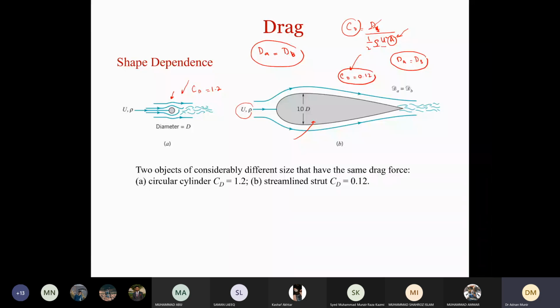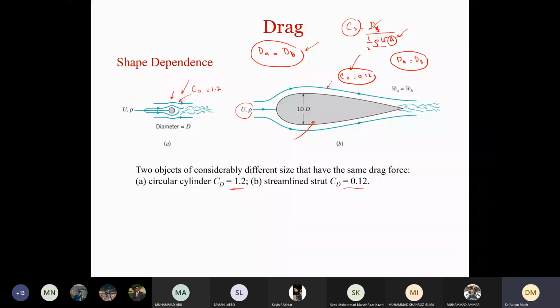So we can make dA equal to dB by adjusting the area in such a way that the drag force becomes the same. So in this case, you can see that the drag force is the same for both of them. What we have done is, because in the circular cylinder CD is 1.2, in order to make dA equal to dB, we have decreased its size as compared to this, because in this case CD is less. So by decreasing the size of the circular cylinder, we have matched the drag force on both cases.